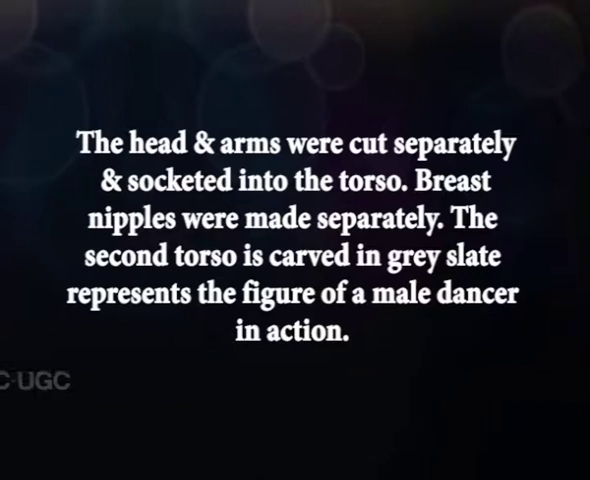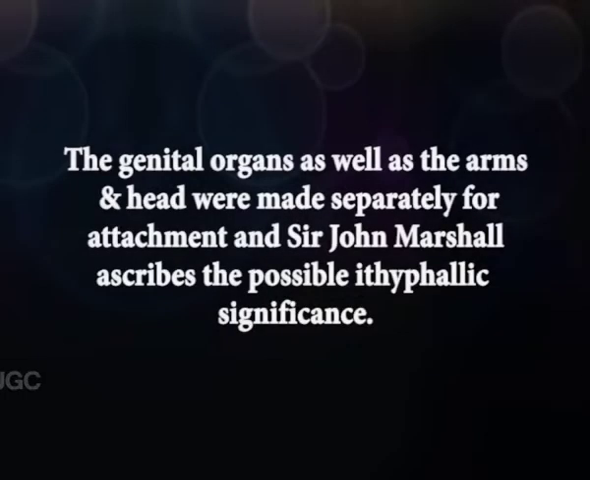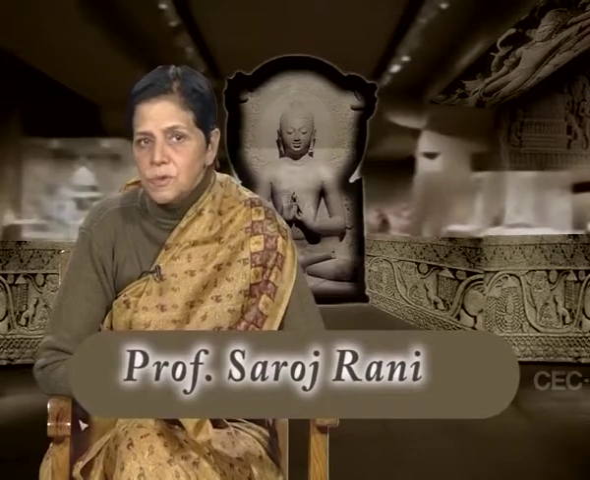The second torso, carved in grey slate, represents the figure of a male dancer in action. The figure stood on its right leg, the left leg being raised high at a right angle in front, and the body swung well around to counterbalance the swing. Genital organs as well as the arms and head were made separately for attachment, and Sir John Marshall describes the possible ithyphallic significance. Two other Indus statues from Mohenjo-daro are different in style and treatment.